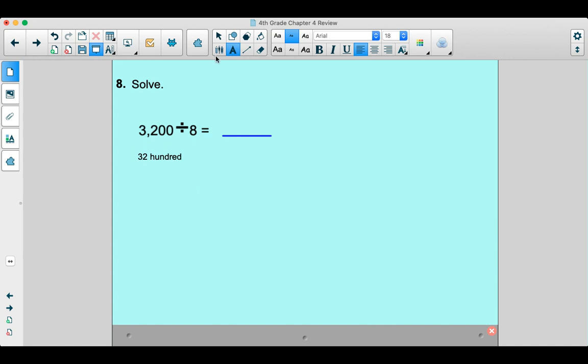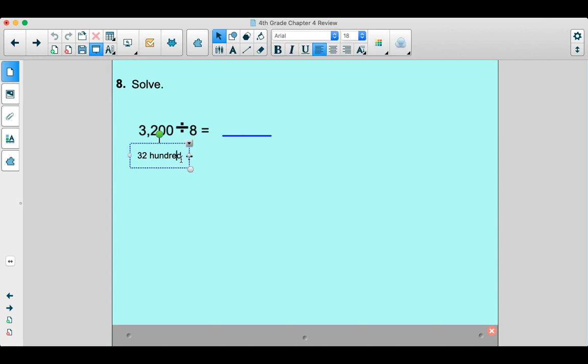That actually will help me because I know now that all I have to do is divide that by 8. And 32 divided by 8 is way easier for me to do than 3,200 divided by 8 in my head, right? Or at least it is for me. All right. So 32 divided by 8 is what?